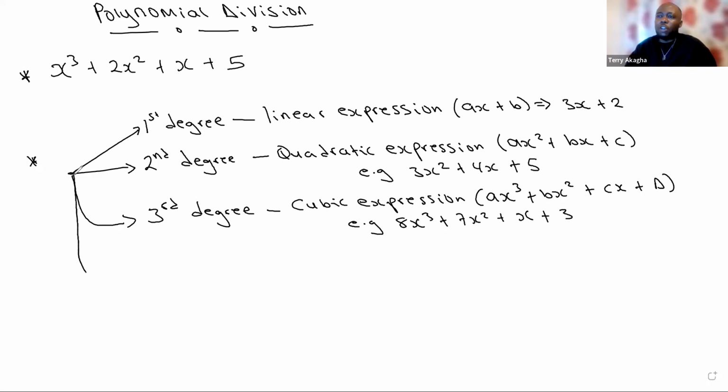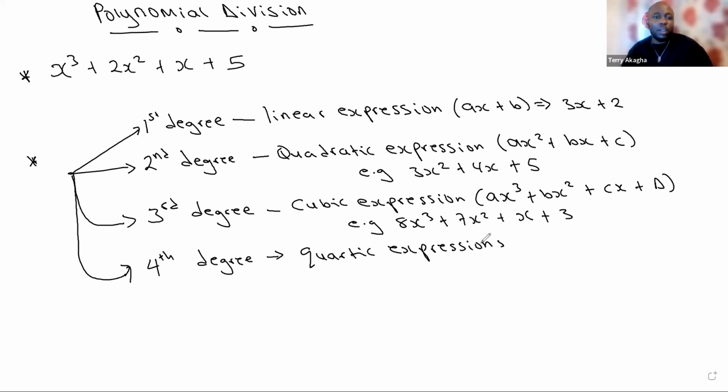Maybe I'm not going to talk about it, but I'll just mention it here. We have another polynomial to the fourth degree. It's usually referred to as a quartic expression, and it's also another form of polynomials. All these polynomials can come in different degrees, as you can see.